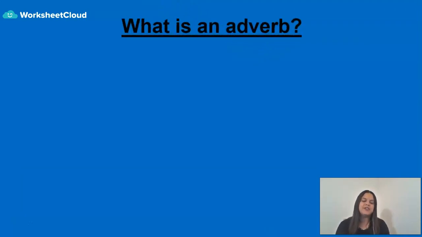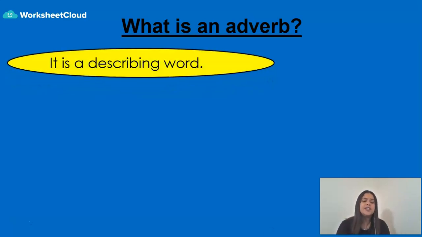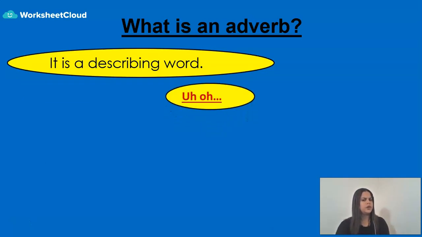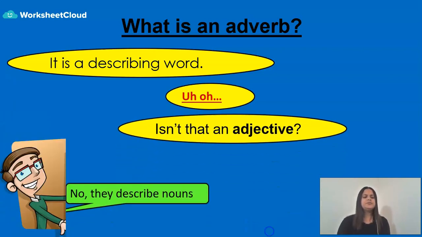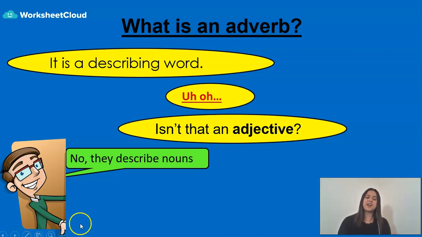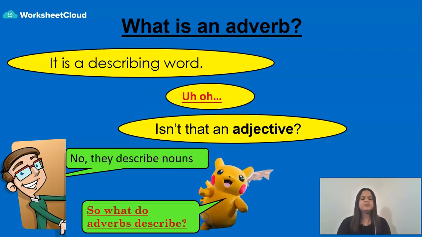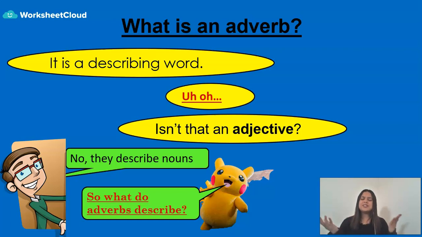So what is an adverb? Let's look at the word adverb. What word in there kind of gives us an idea of what this word could be? Well, it's a describing word. Uh-oh. Isn't that an adjective? Well, adjectives describe nouns, so they aren't the same thing. Adverbs and adjectives are not the same thing. So what do adverbs describe?